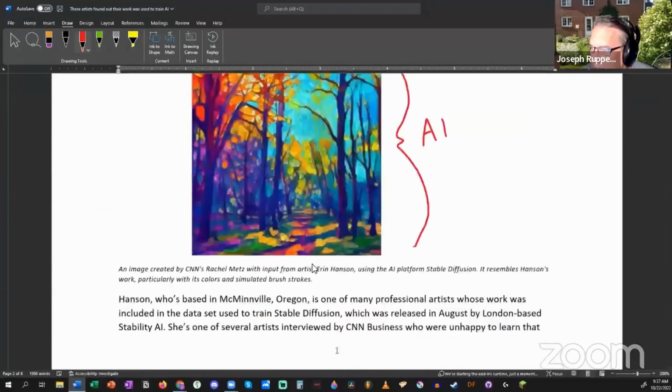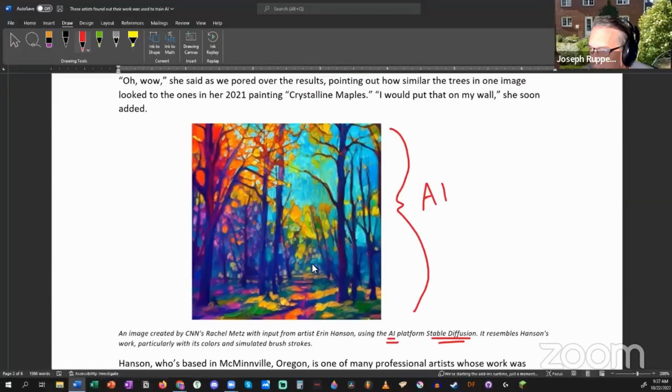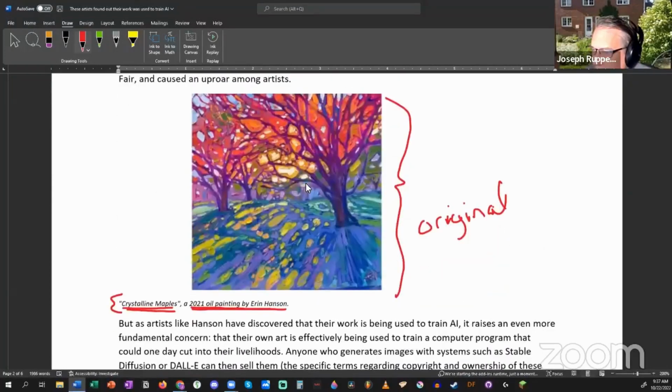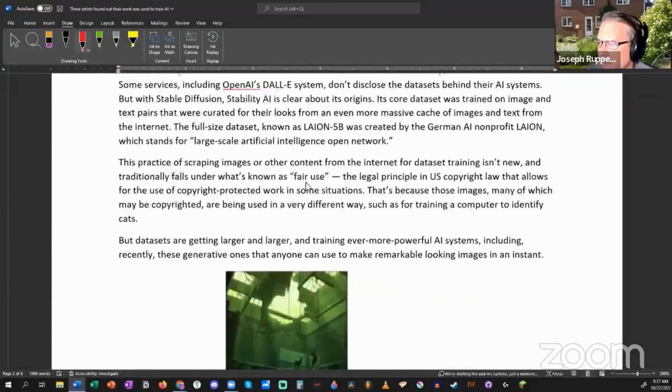Well, they're not equal in quality, are they? I think the AI is close, but it's certainly missing something. Crystalline Maples. It's an interesting word here too, crystalline. I mean, actually, this whole title is an interesting title. All right, but I want to look at those other 2 pieces of art.